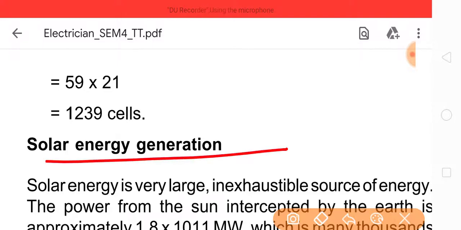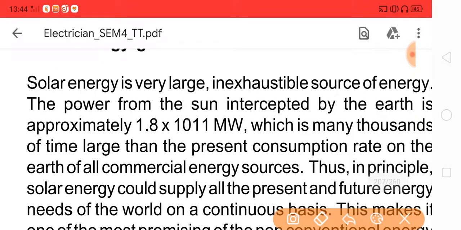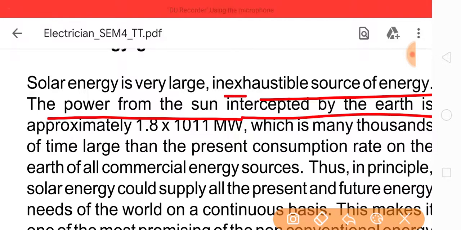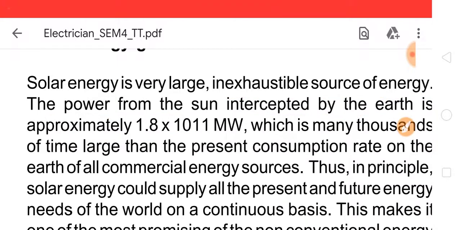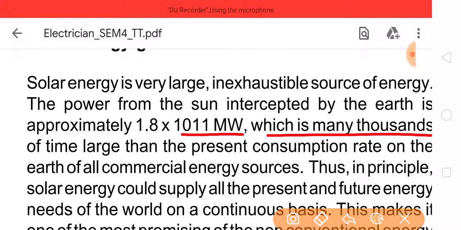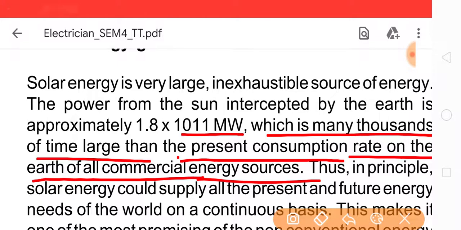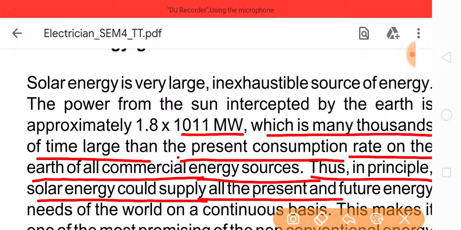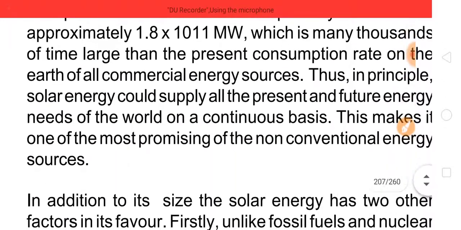Solar energy generation. Solar energy is a very large inexhaustible source of energy. The power from the sun intercepted by the earth is approximately 1.8 times 10 to the 11 megawatt, which is many thousands of times larger than the present consumption rate on earth of all commercial energy sources. Thus, in principle, solar energy could supply all present and future energy needs of the world on a continuous basis.